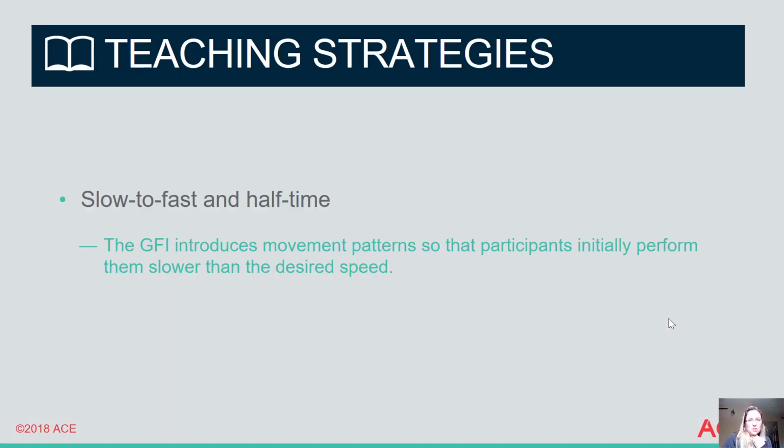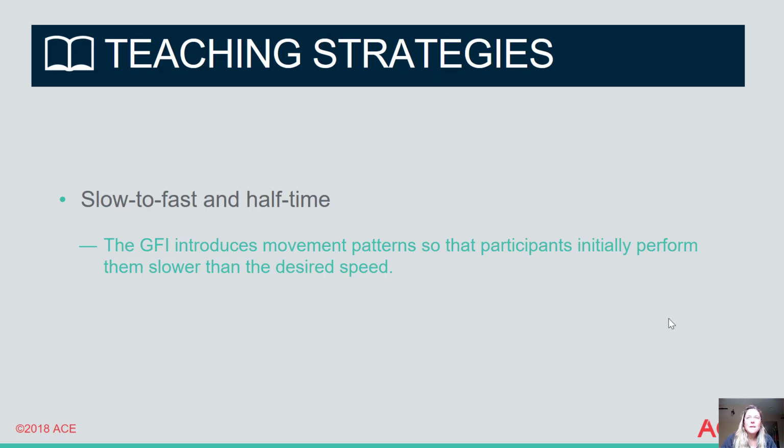All right, next I want to get into teaching strategies, and these we're going to practice quite a bit in class. So the first teaching strategy that we have is the slow to fast teaching strategy. So one of the most important aspects of group fitness instruction is taking the appropriate steps to ensure the movements and exercises included in the class are delivered safely and effectively. To this end, an instructor must understand how to appropriately break down and build up movement patterns to ensure all participants experience success. So the slow to fast, or sometimes we call it half-time teaching strategy, is where the group fitness instructor introduces movement patterns so that participants initially perform them slower than the desired speed.